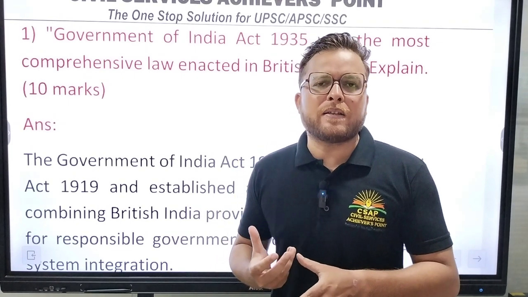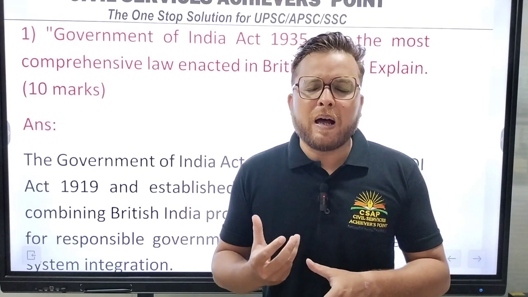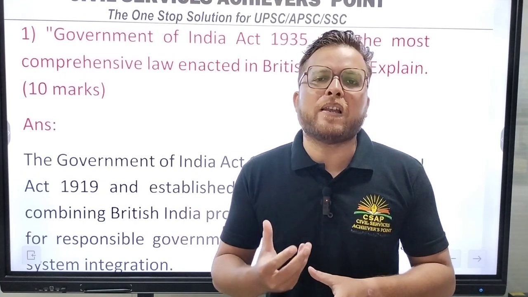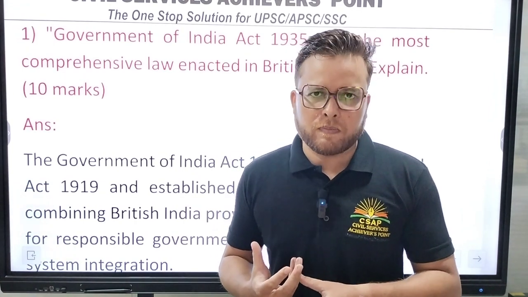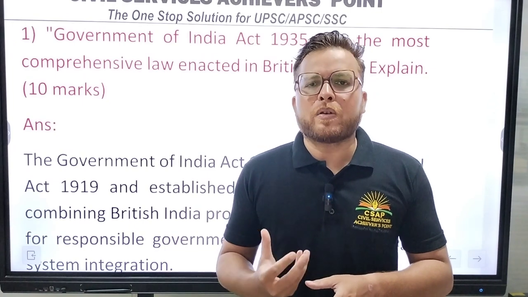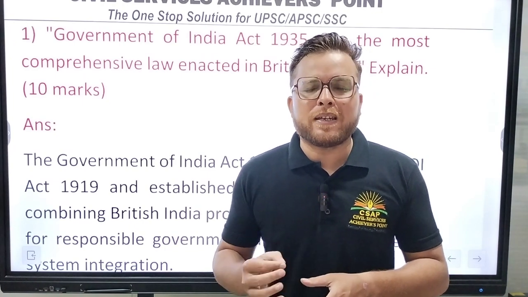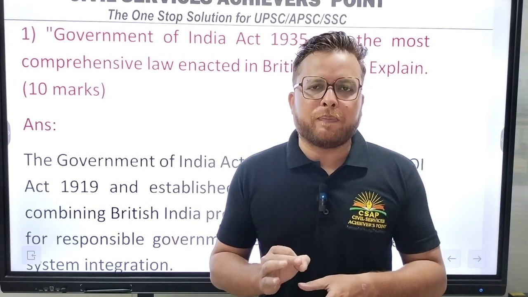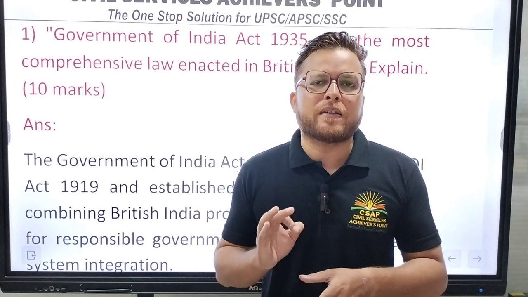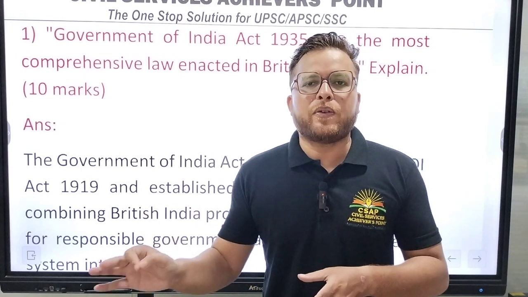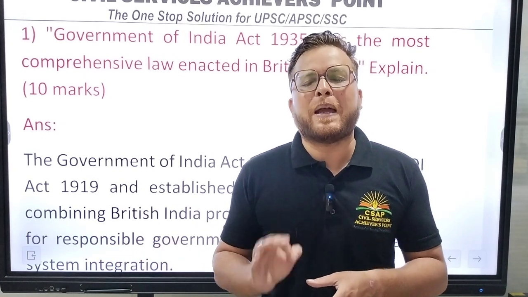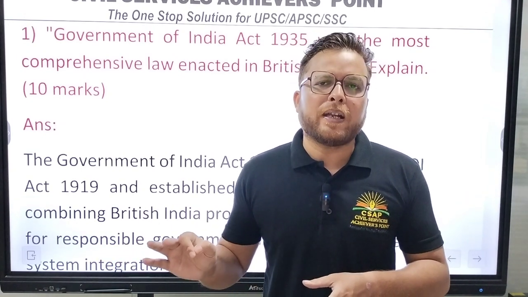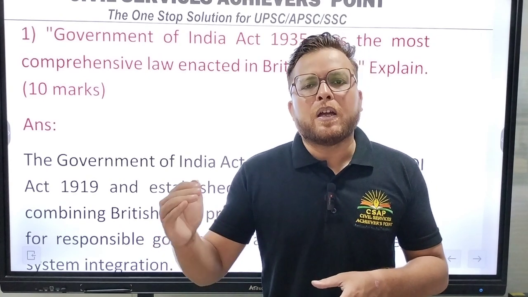What was the central legislature made up of? The central legislature had a lot of Indian representatives. The Indians had a majority. By this time, we are talking about 1935, the Indians had attained a majority in the central legislature. So, the central legislature could take decisions on matters other than those mentioned in the reserved list.